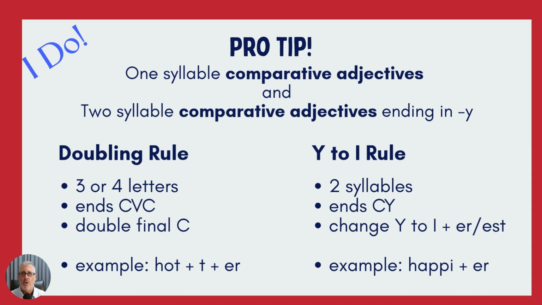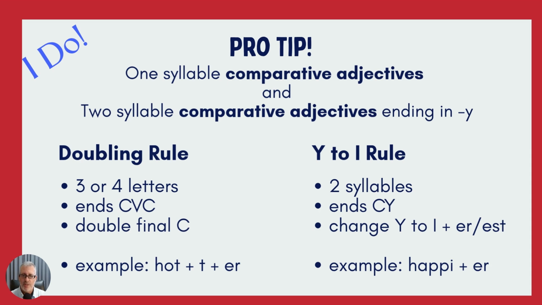Do you have 3 or 4 letters? Just count it. Does the word end CVC? For those of you who don't know, that means consonant, vowel, consonant. If that's the case, if you put a check mark, then you double the final C, the final consonant. For example, hot, HOT, that is CVC. You add an extra T, then you add ER to get hotter.